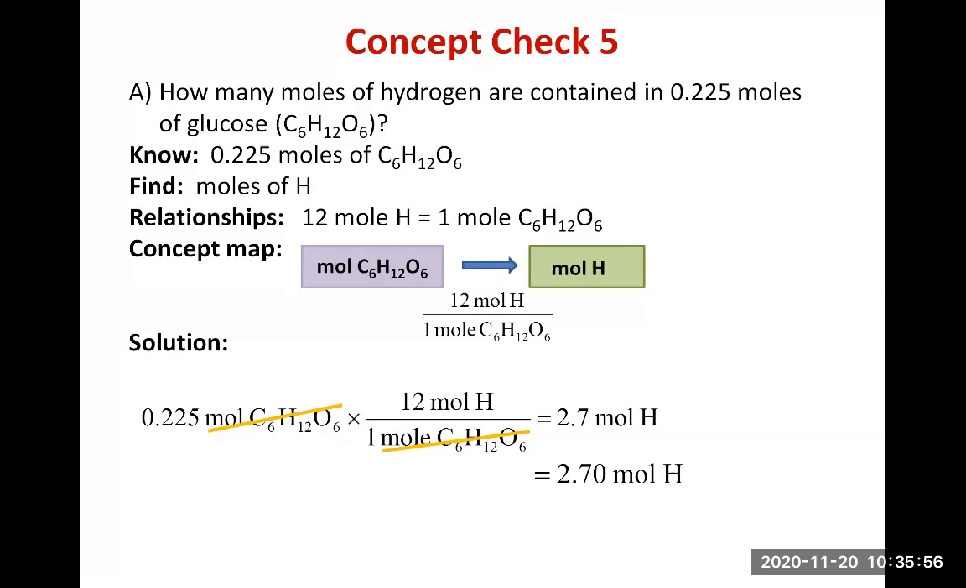So that's the number of moles of hydrogen in 0.225 moles of glucose. And we expect to have much more hydrogen than just moles of the molecule because there is 12 hydrogens per formula. So it's basically 0.225 times 12.